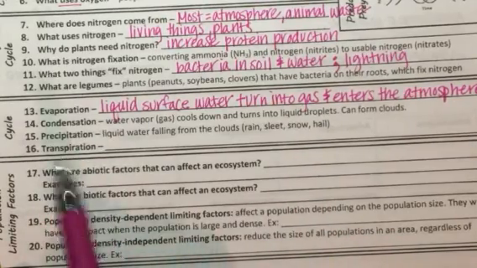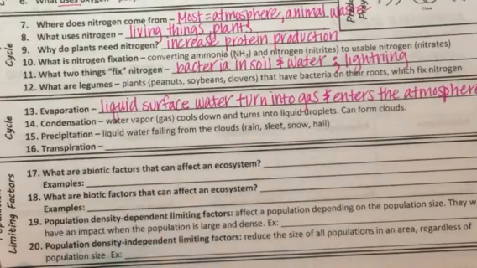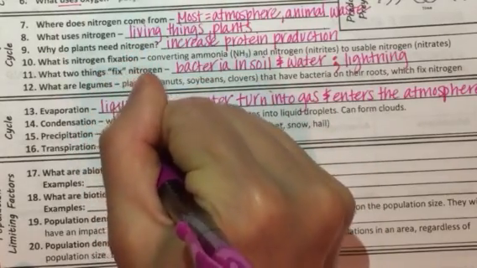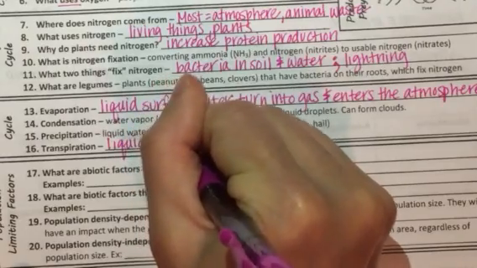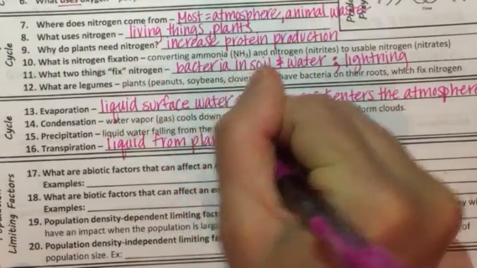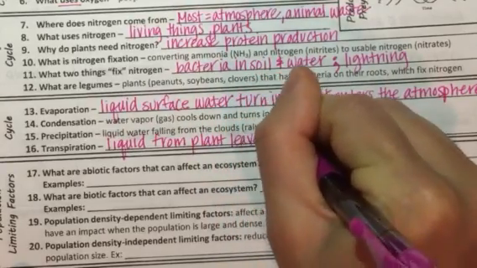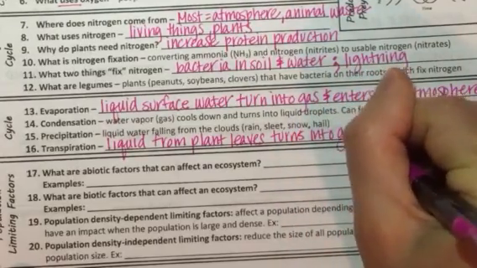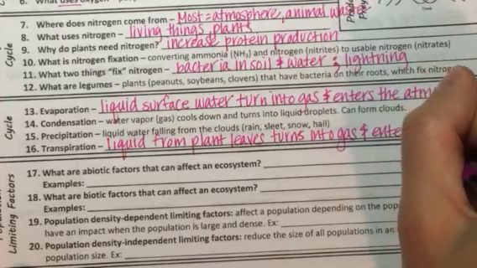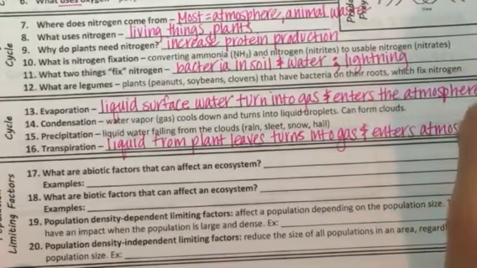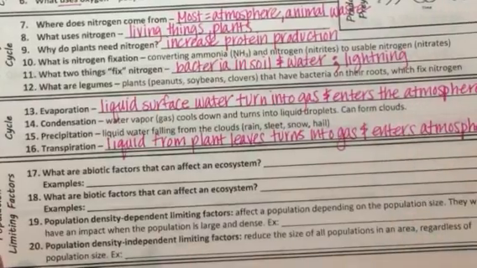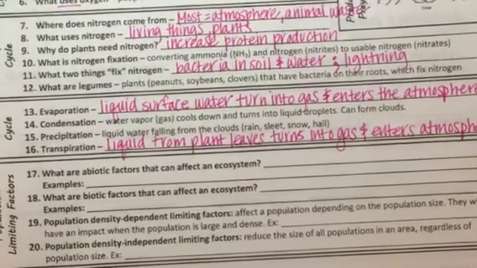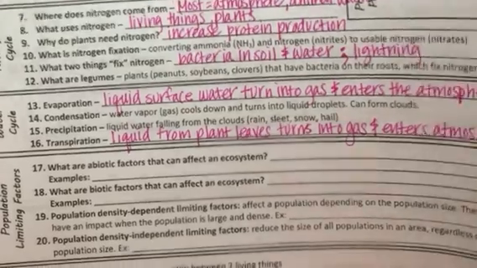Transpiration is shown from plants, and that's liquid from plant leaves turning into gas and entering the atmosphere. So liquid from plant leaves turns into gas and enters the atmosphere. So those are our 4 cycles. All right.